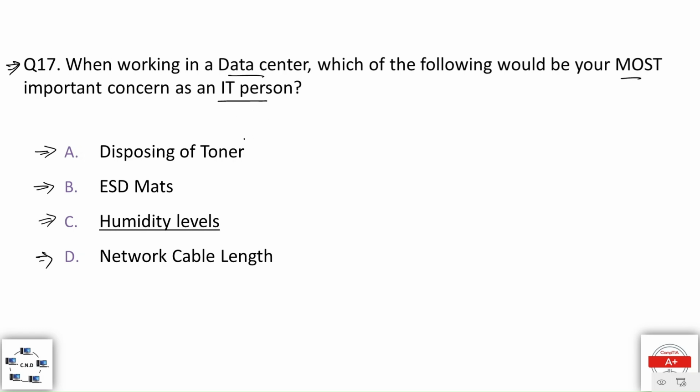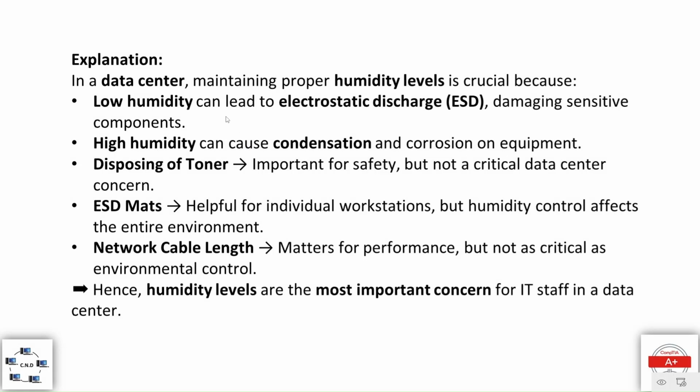So the most important concern at that facility is the humidity level, because humidity levels are critical for IT equipment such as servers and network devices such as firewalls and routers. In a data center, maintaining proper humidity levels is crucial because low humidity can lead to electrostatic discharge, damaging sensitive components. High humidity can cause condensation and corrosion on equipment.